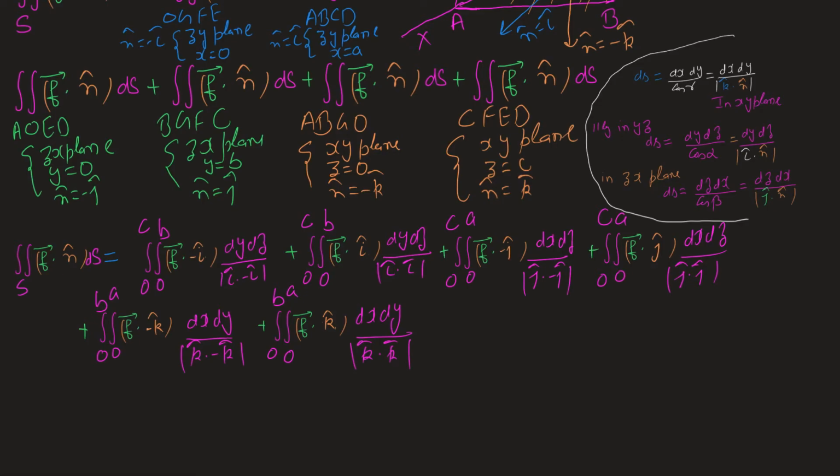Now if we say here x is 0, here x will be 0, x is a, here x will be a, y is 0, here y will be 0, y is b, here y will be b, z is 0, here z will be 0, z equals c, z will be c. So I'm going to write here x equal to 0, x equal to a, y equal to 0, y equal to b, and z equal to 0, z equal to c.